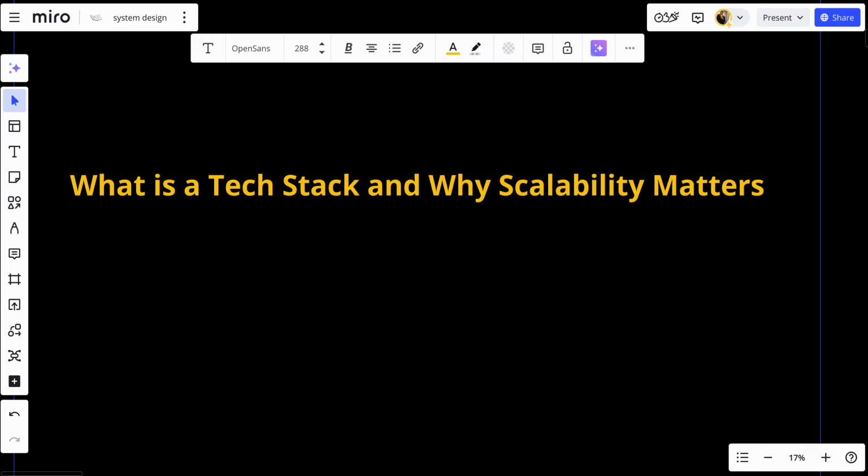Think of your tech stack as the foundation of a building. If the foundation is weak, you will face issues as you try to build higher. But if the foundation is solid, you can keep adding levels without any major structural problems. The same applies to your application's scalability.